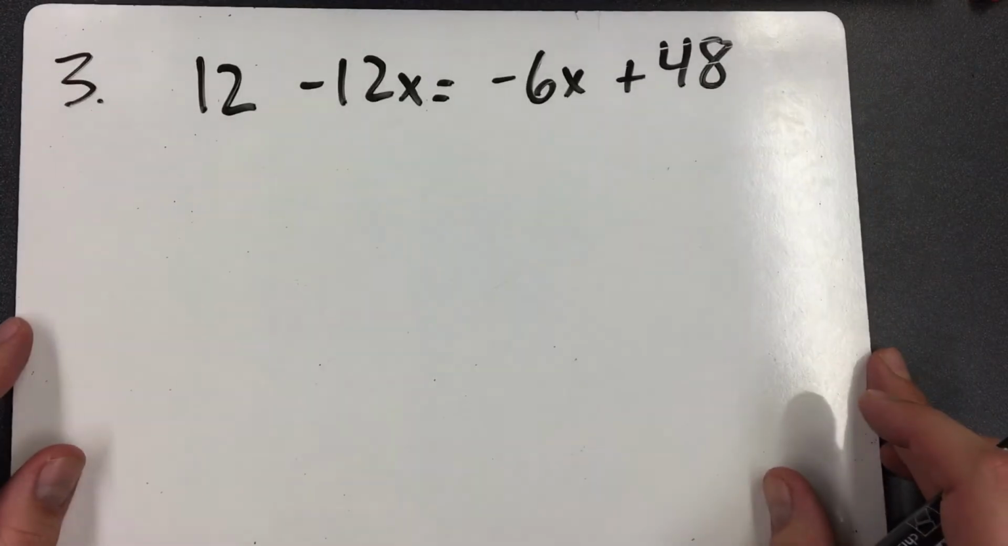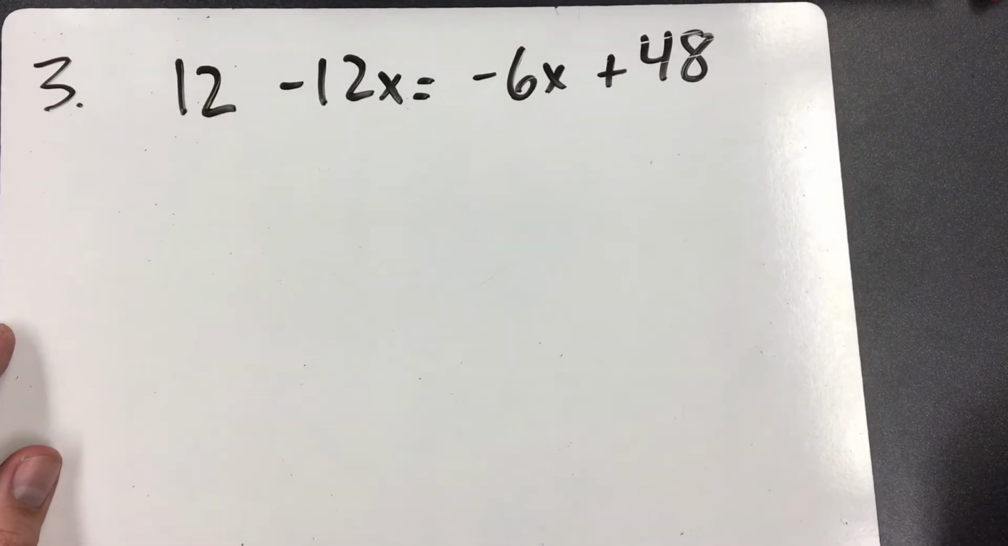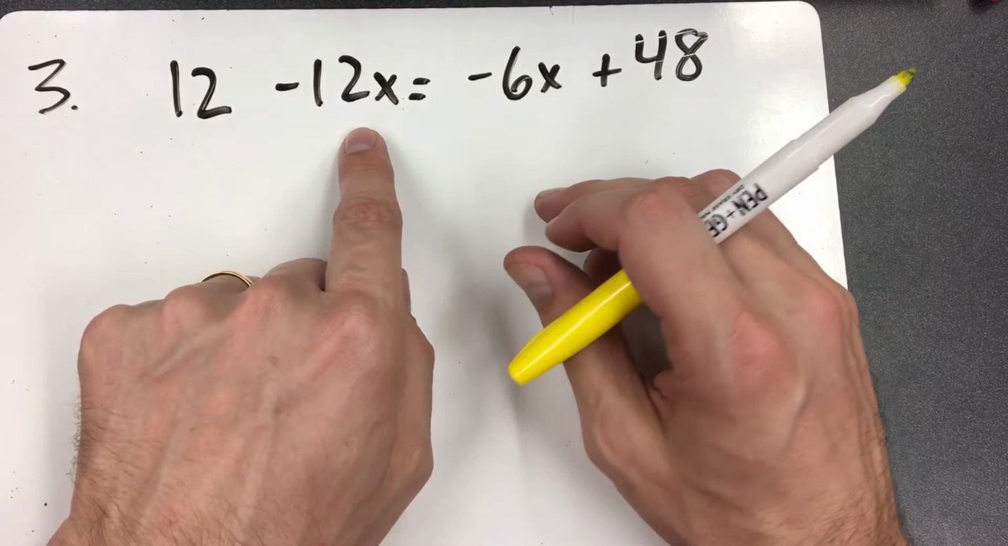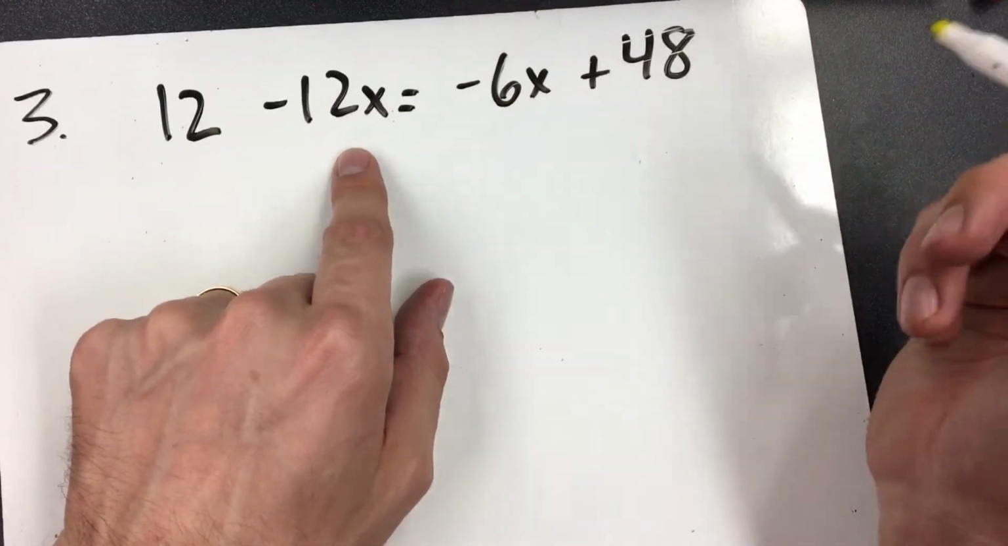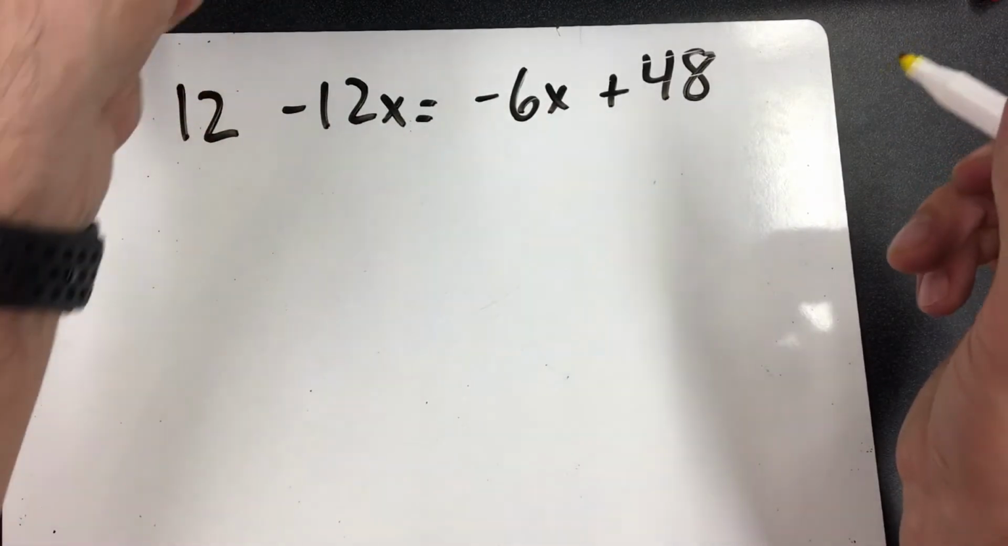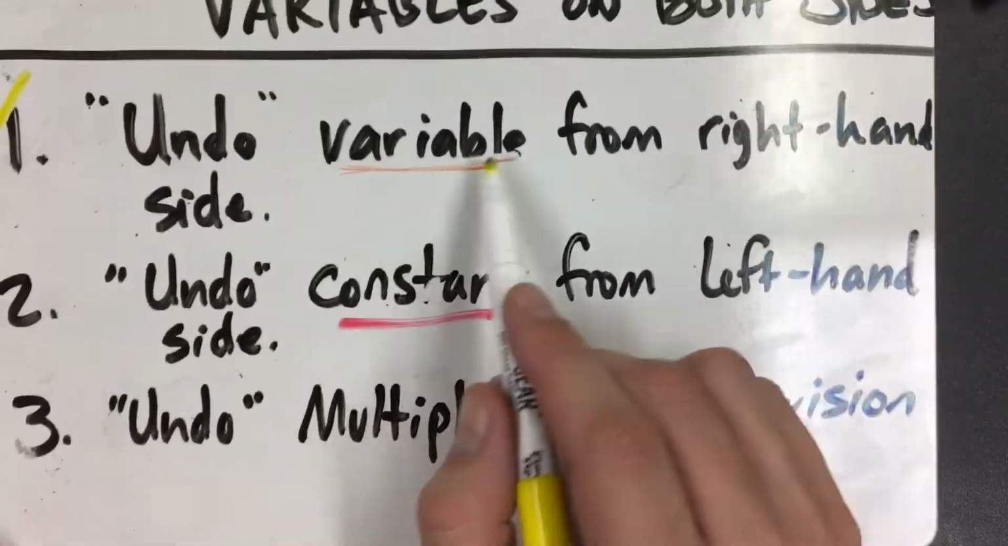I don't want this video to get too long. This one, it has the x in the middle here. That's okay, don't let that bother you. It's got this x kind of with a negative on it. That's okay too. Step 1, remember, undo the variable from the right-hand side.